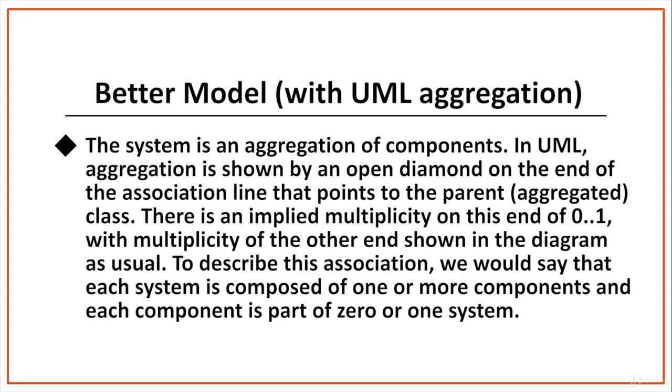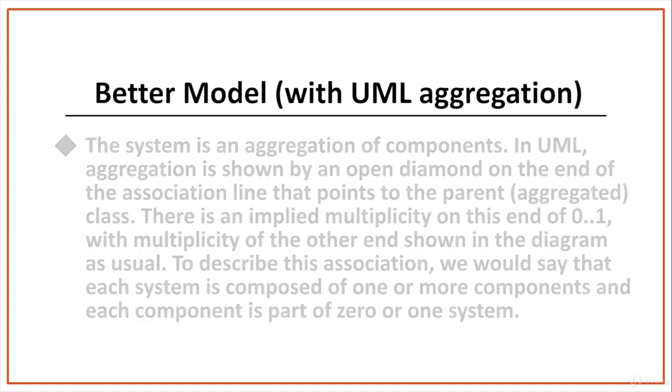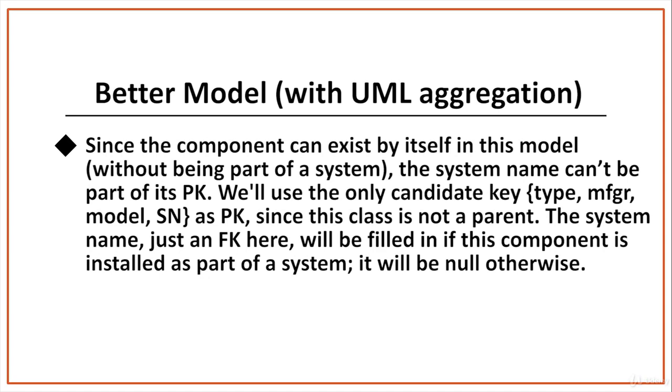To describe this association, we would say that each system is composed of one or more components, and each component is part of 0 or 1 system. Since the component can exist by itself in this model without being part of a system, the system name can't be part of its PK.